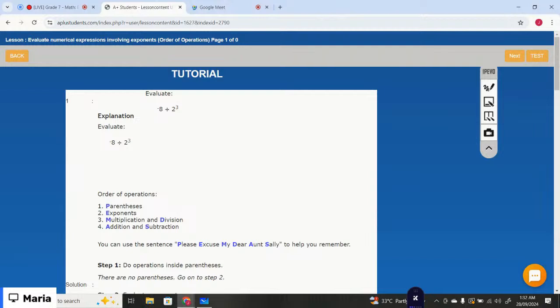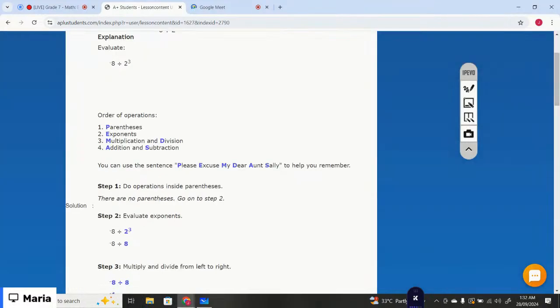Here you have involved more than one operation, right? You have to evaluate using the same order. The first one is you need to evaluate the parenthesis, then you have exponents, then you need to do multiplication and division, and last you have addition and subtraction, right? So here you don't have parenthesis. The first thing you have to do here is exponent. So solve the exponent first, right?